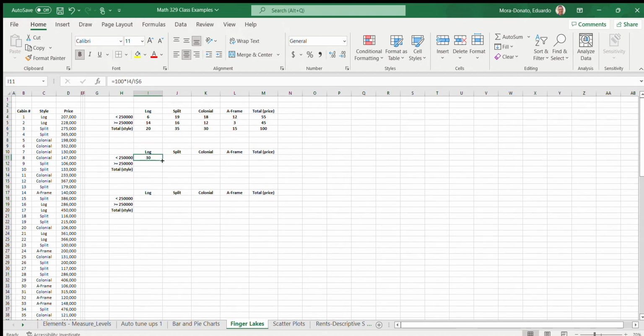If I copy this down, I see that 70% of all log cabins are over 250,000. And in total, 20 represents my total number of log cabins, my 100%. So then I'm going to copy this over here. I'm going to delete this because I don't need it. And now I have everything in terms of percents.